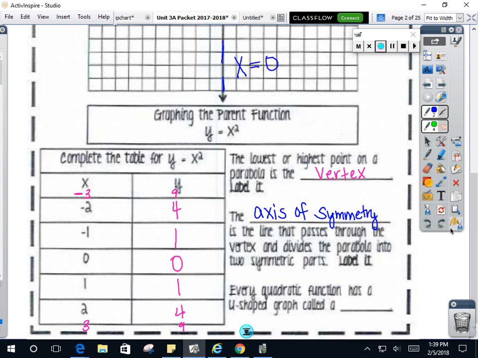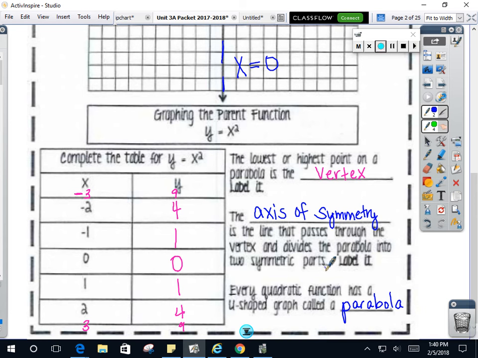Okay, every quadratic function has a U-shaped graph called a parabola. Okay, so with linear functions, when a linear function is graphed, it's just called a line. But when a quadratic function is graphed, it's called a parabola.